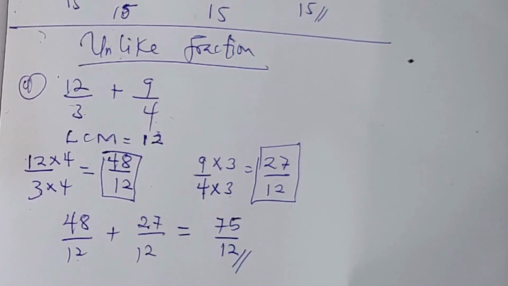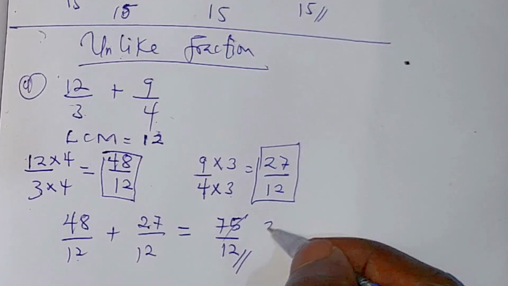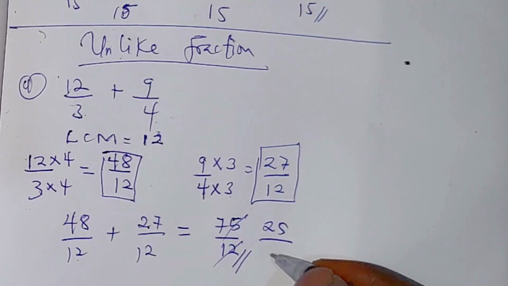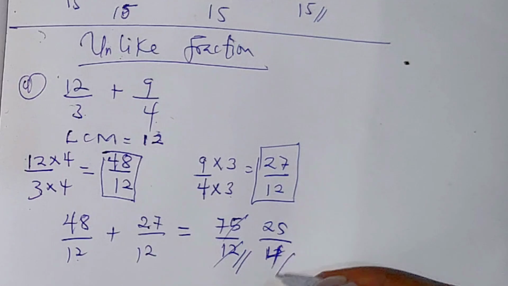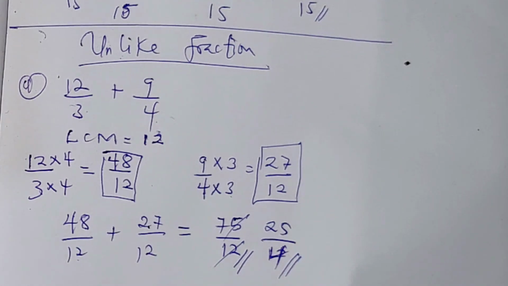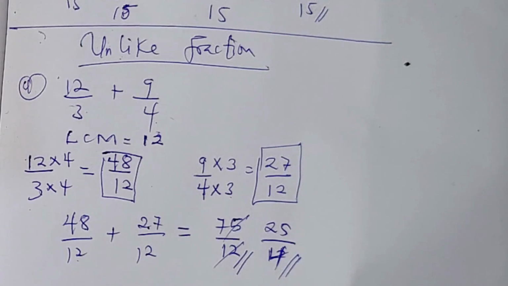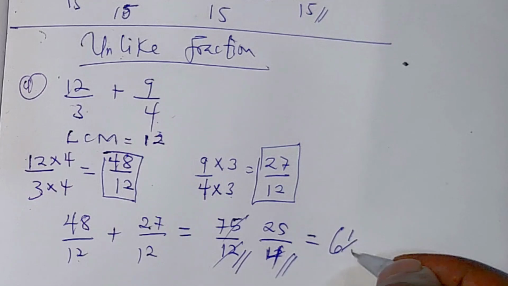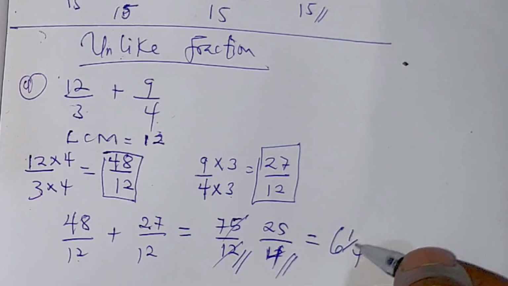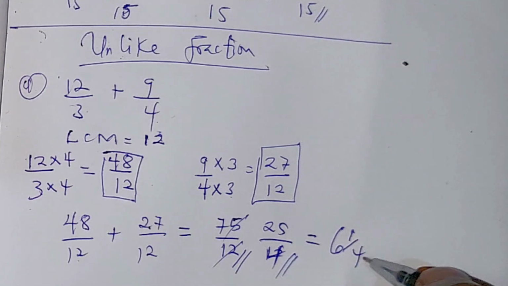75 over 12 can be simplified because 3 can go into 75 and 3 can go into 12. So 3 goes into 75 25 times and 3 goes into 12 4 times. That is it. We can even go ahead and decide to leave the answer as a mixed fraction because it's not a proper fraction. In the same way as in the previous ones, you can change them to mixed fractions. So we get 6 with 1 over 4, because 4 can go into 25 6 times, then there's a remainder of 1 over 4.